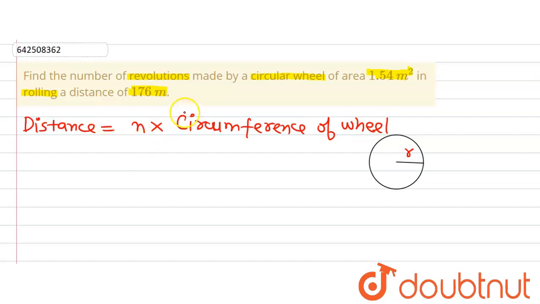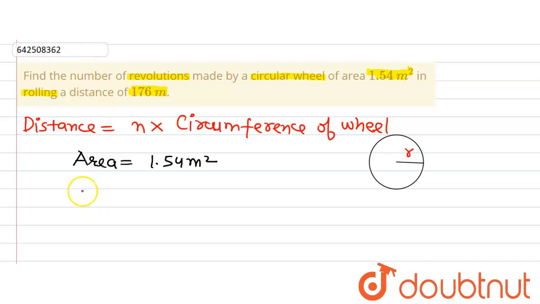So now we have the distance 176 meter and the number of revolutions is what we are supposed to find out, but we don't know the circumference of the wheel. To find the circumference of the wheel, we need the radius of the wheel, and to find the radius of the wheel, we are going to use the area that has been given. Area of the wheel is 1.54 meter square. This is what we are given. So area of the wheel is equal to 1.54 meter square.